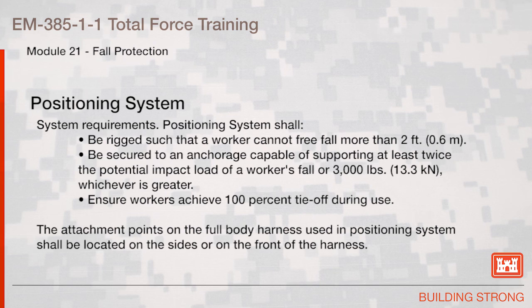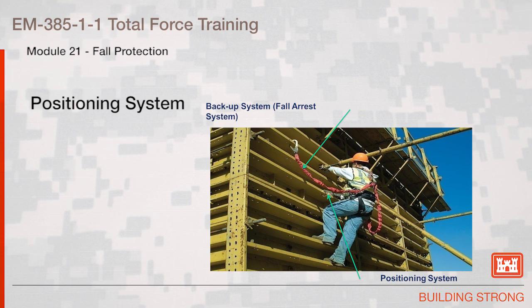be secured to an anchorage capable of supporting at least twice the potential impact load of a worker's fall, or 3,000 pounds, whichever is greater. Ensure workers achieve 100% tie-off during use. The attachment points on a full-body harness used in a positioning system should be located on the sides or on the front of the harness. Here's an example of a worker on formwork using a positioning system, and you can see the backup system for fall arrest.